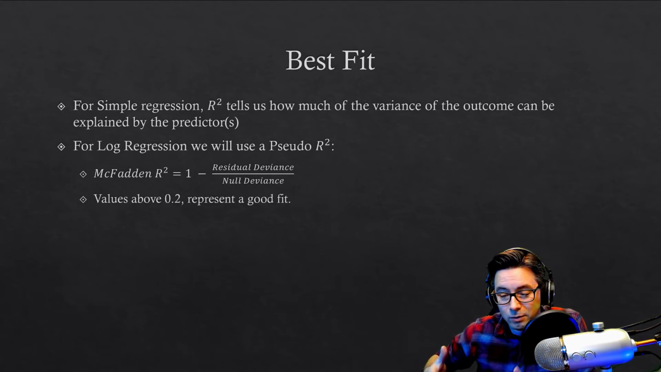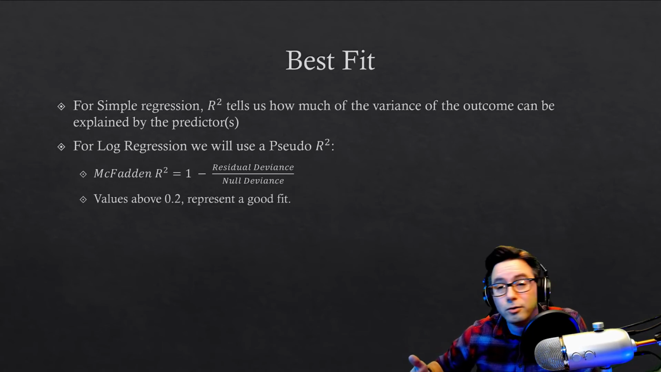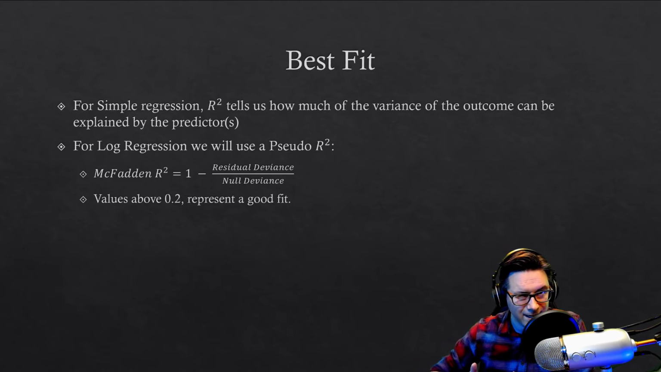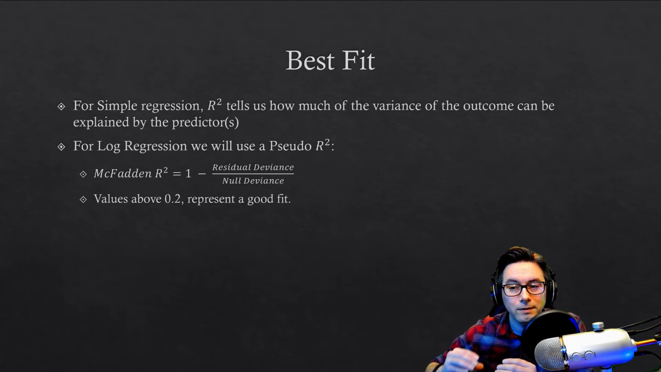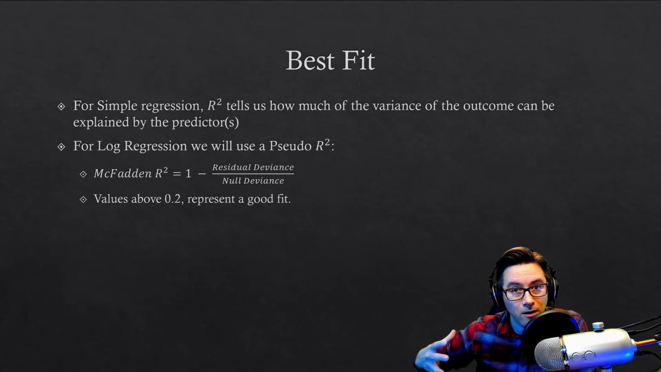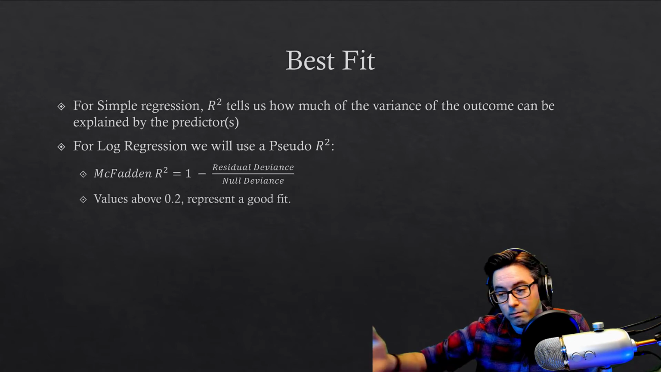So we've got to use a different value. There are other pseudo R squareds, but the one that we're going to be using is the McFadden R squared. It's technically not the same value, but we're going to use it in the same way, to help gauge the fit of our model to the data, right?